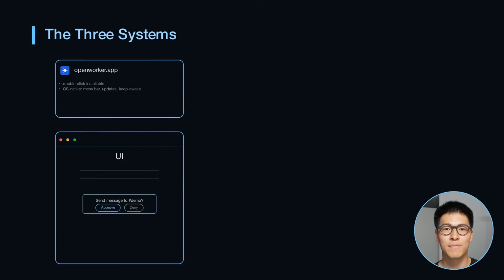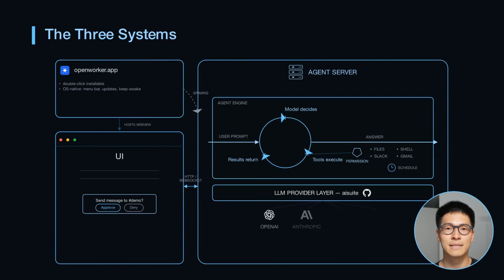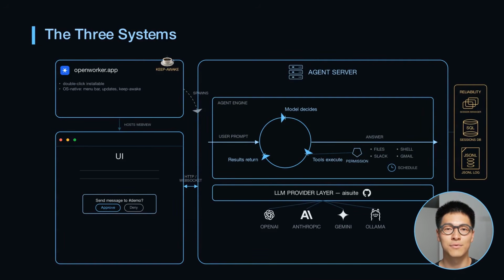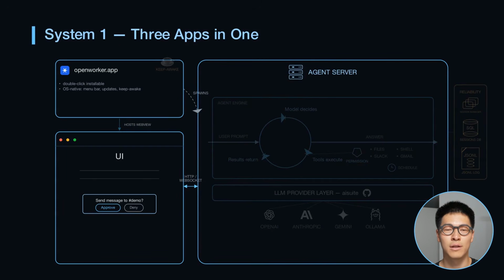If you only remember one slide from this series, it's that OpenWorker can be simplified into 3 systems. First, OpenWorker is actually 3 apps in one: an app, an agent server, and a UI. The app wrapper is what makes it double-click installable, and it handles OS-native features. The server contains all of the core logic and data for using AI. Lastly, the UI gives the user a way to visually interact with OpenWorker.